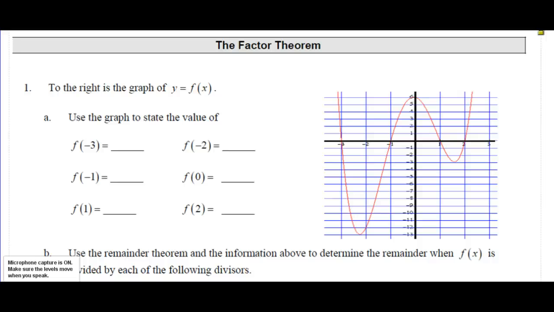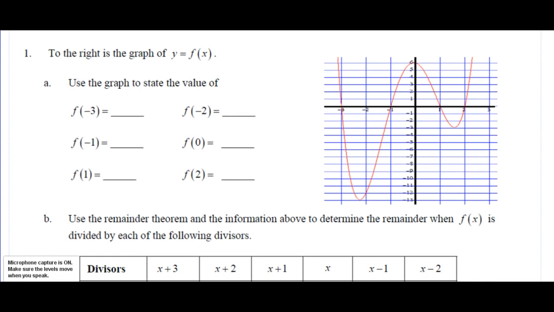Okay, so the factor theorem, which is very closely related to the remainder theorem. To the right is the graph y equals f of x. Use the graph to state the value of... So what's f of negative 3? 0. What's f of negative 2? Negative 12.